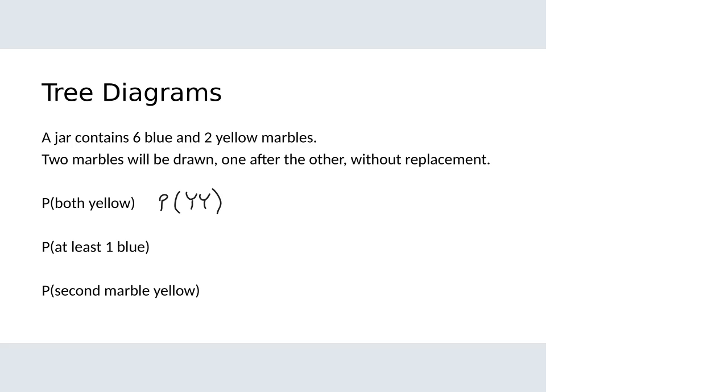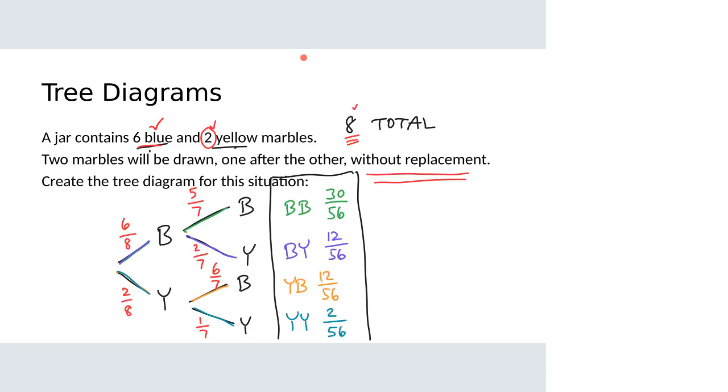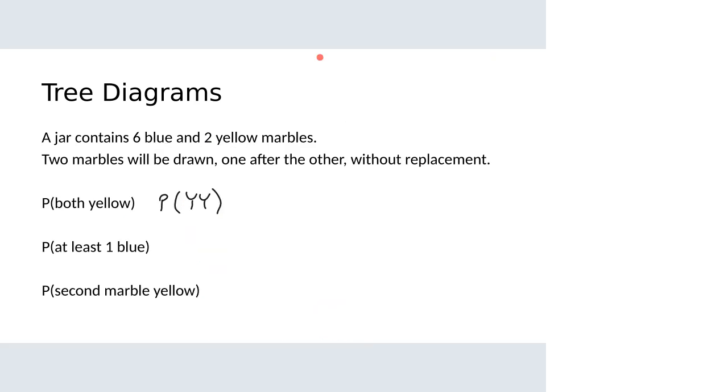But since we've gone through all the trouble of making the tree, we'll go back and look at it, and we're trying to identify both yellow. That's right here. That's the only one that has both yellow. So 2 out of 56 is the probability of getting yellow followed by yellow. Please let me know if you have questions.